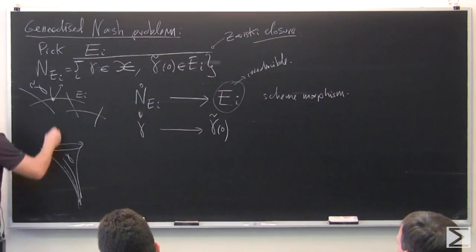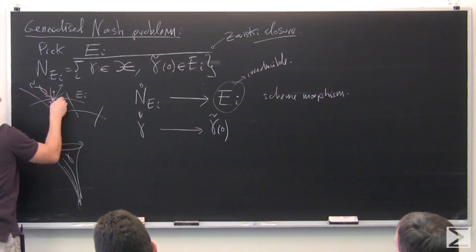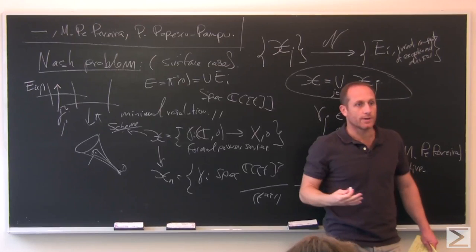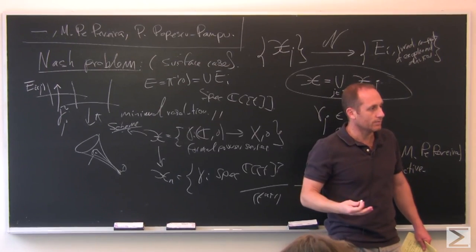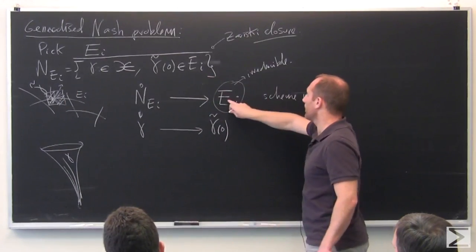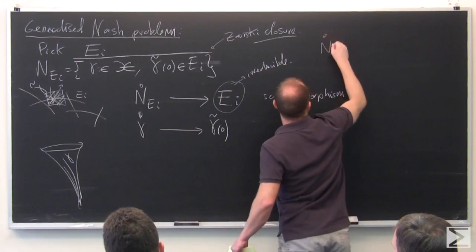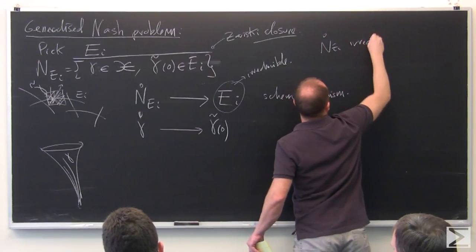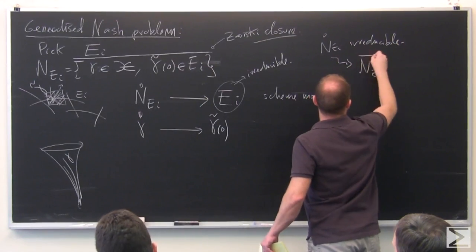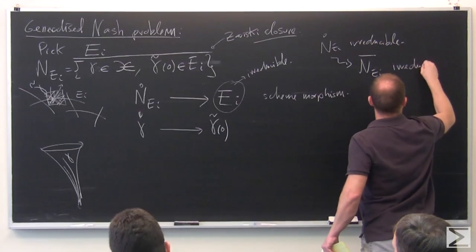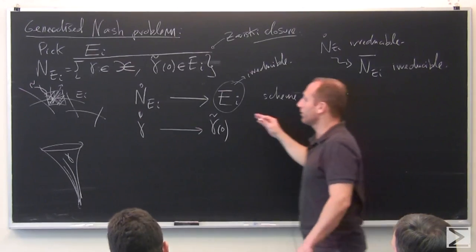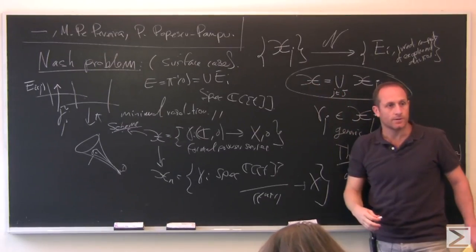So I can identify the fiber of the morphism with a set of arcs through this smooth germ. But the set of arcs at a smooth germ is irreducible because you impose no conditions. So this is a morphism with irreducible base and irreducible fiber. So this means that the dotted N_{E_i} is irreducible. But then this implies that the Zariski closure is irreducible as well. And this is essentially Nash's proof that the irreducible components of the arc space are finite.